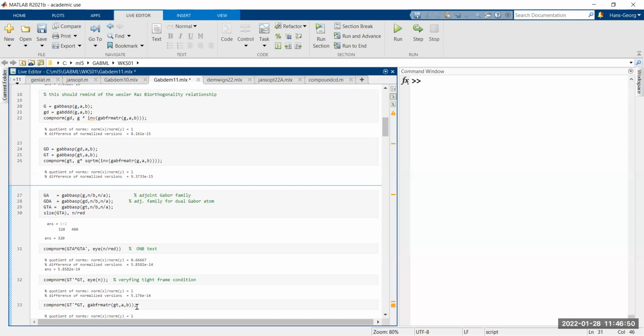We have seen here above that the dual atom is obtained by inverting the Gabor frame operator. And you could also check that the biorthogonal family that you have here is obtained. Maybe we can do this also.